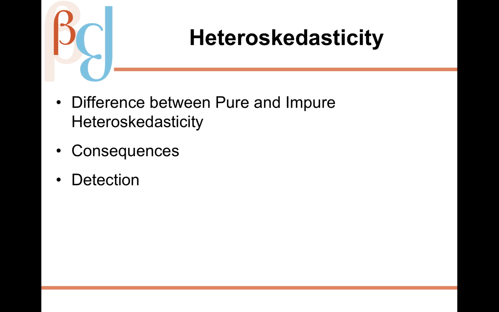Then we're going to be looking at the detection of heteroskedasticity. There are multiple tests that can give us an idea of whether our problem is heteroskedasticity or not. And we're going to be looking at a couple of them. We're going to be looking at the classic test for detection of heteroskedasticity, the White test, and then we'll be looking also at more powerful tests like the Breusch-Pagan test.